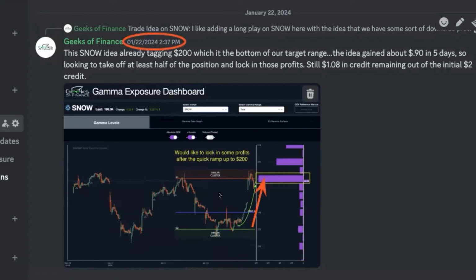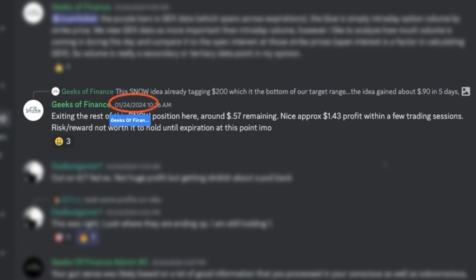And so again, we posted this in Discord. The idea gained 90 cents in 5 days. So we were about half of our max profit potential. We decided to lock in half of the position and collect those profits. A couple of days later, on January 24th, Snow had continued trading higher into those upper gamma exposure levels at the 210 strike. So we decided to exit the rest of our position with around 57 cents remaining. We didn't want to hold it all the way into the February 16th expiration. So we in total had $1.43 out of $2 of our credit as profit. And that was within a few trading sessions.